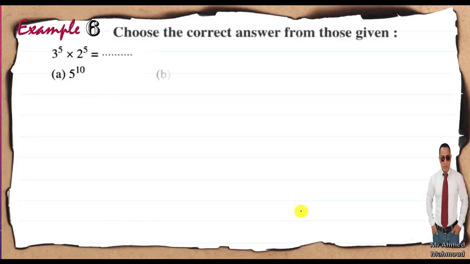Example 6. Choose the correct answer. 3 to the power of 5 times 2 to the power of 5. Because I have the same power, I'm going to write 3 times 2, 6, all to the power of 5, which is C.